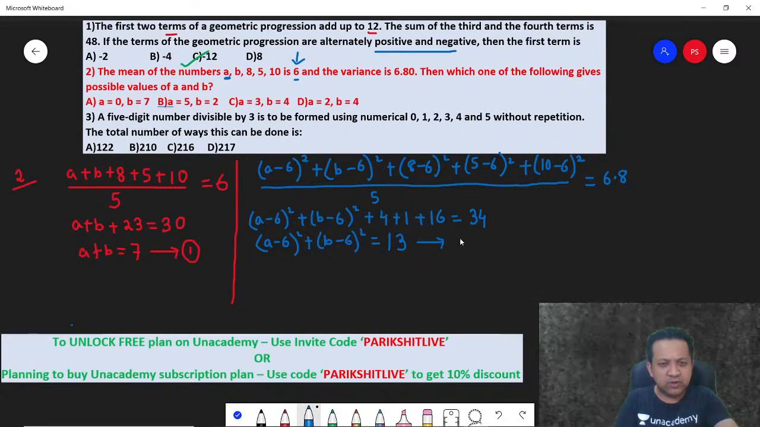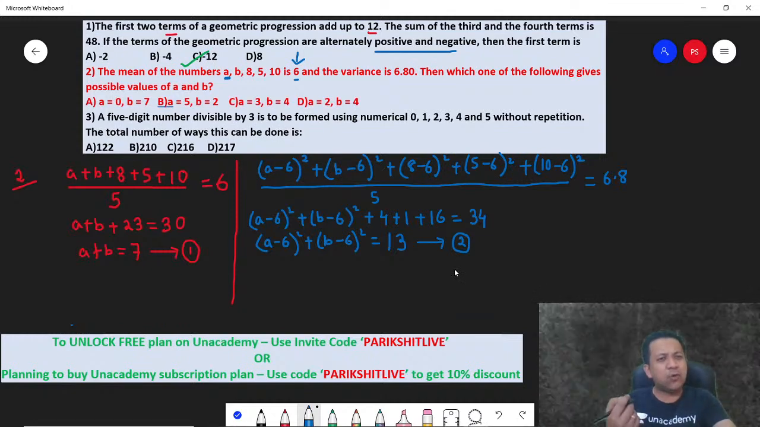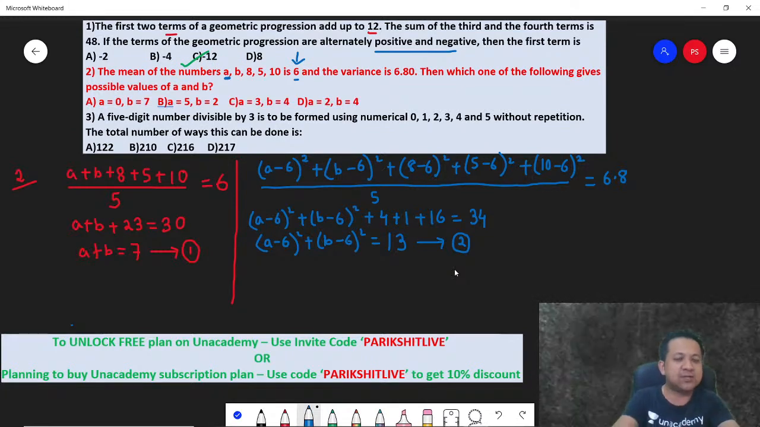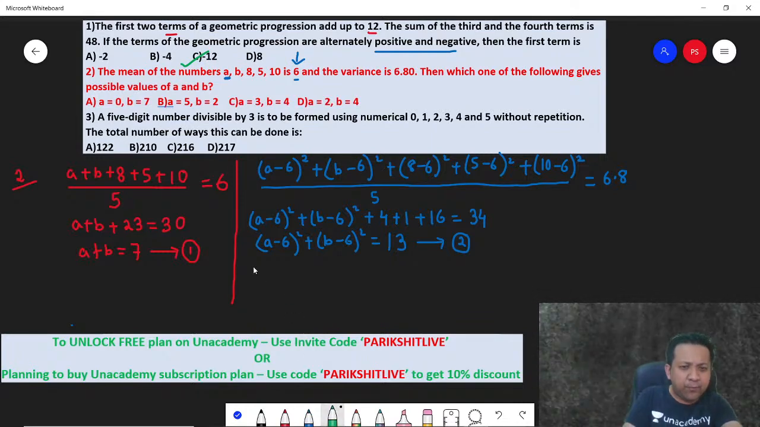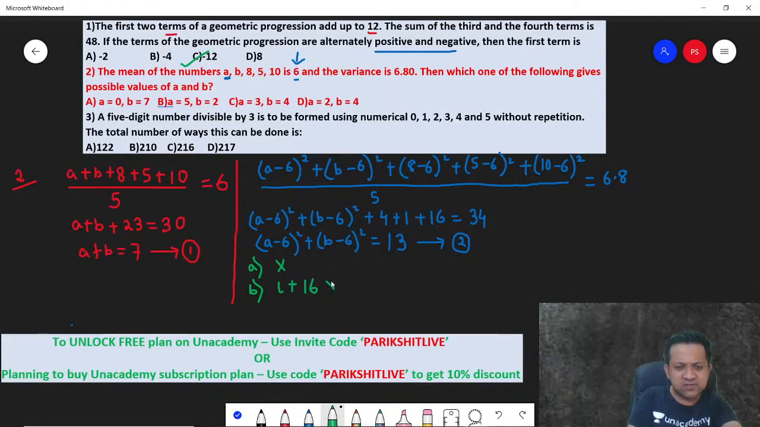You can easily solve equation 1 and 2. One way would be to solve the equations, the other way would be to substitute the answer options and check which option satisfies. So let's check the values. If option A is 0, then this will become 36. This doesn't satisfy. If A is 5, option B, 5 minus 6, 1 square, plus 2 minus 6 is 4, 4 square, 16. This also does not satisfy.